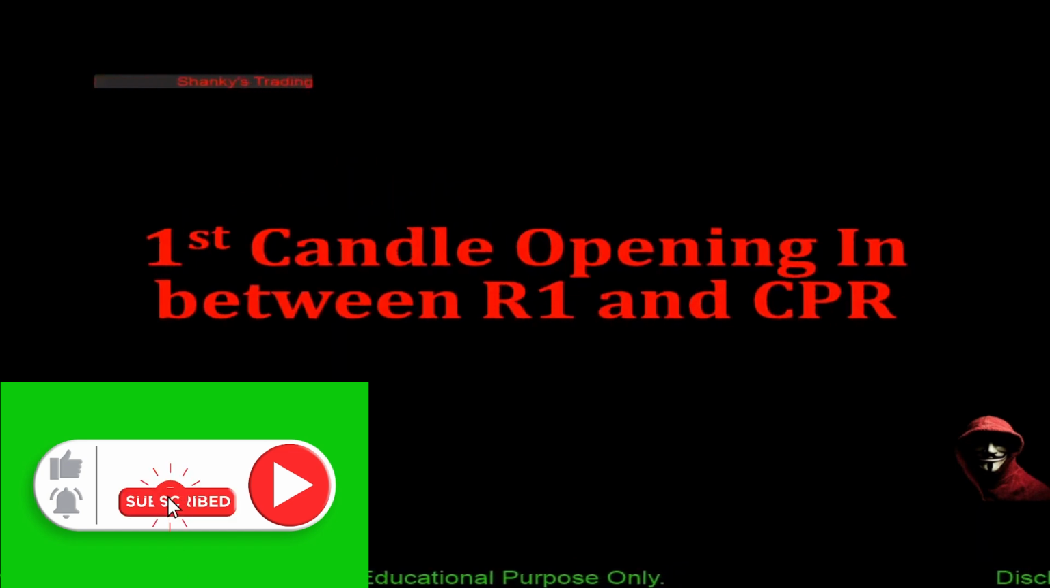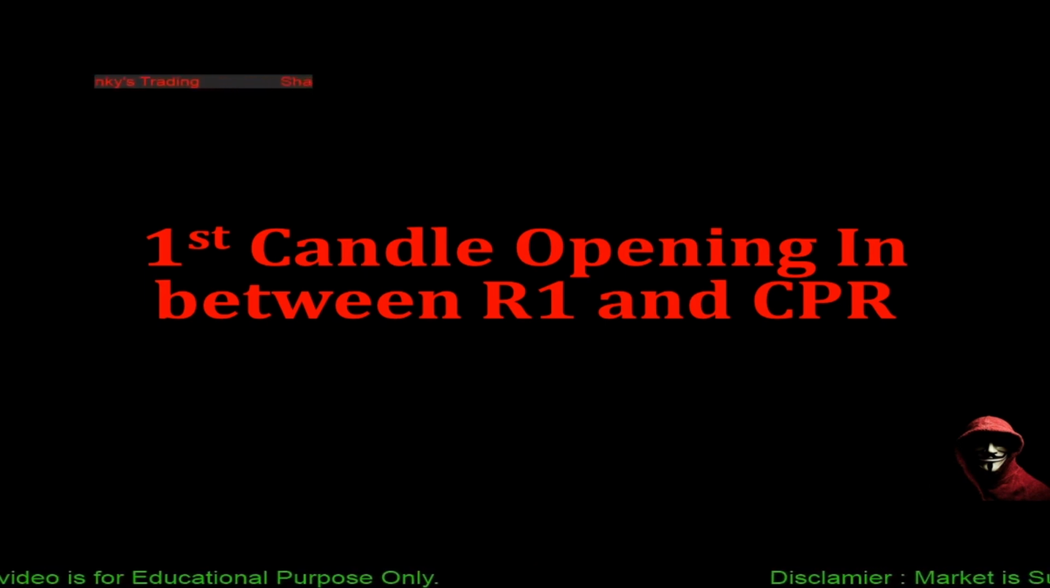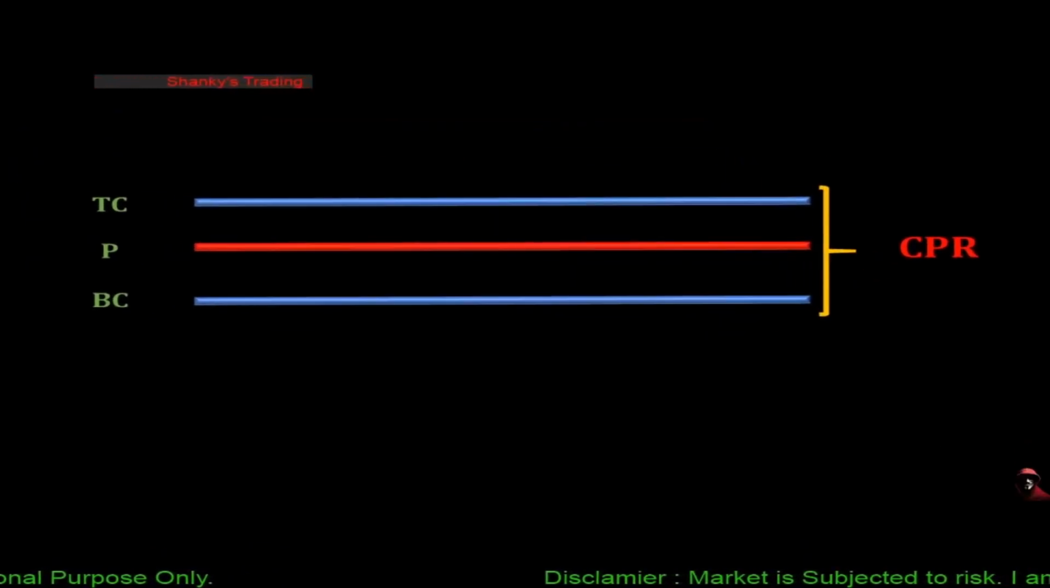That is nothing, we just have to know the first candle opening between R1 and CPR. Whenever the first candle is opening in between R1 and CPR, then what will happen? That is the first trick: candle opening between R1 and CPR, what will happen?